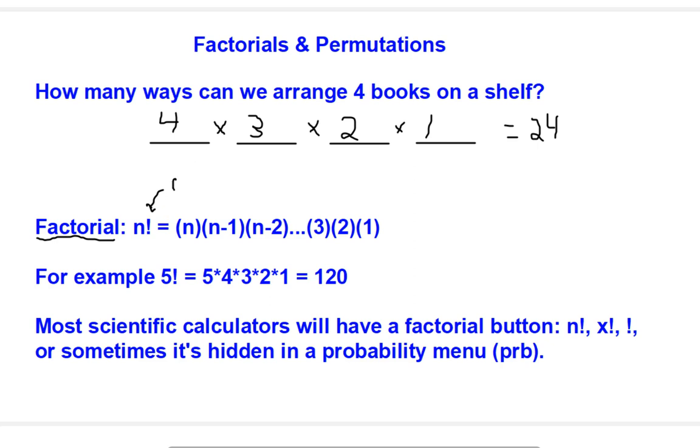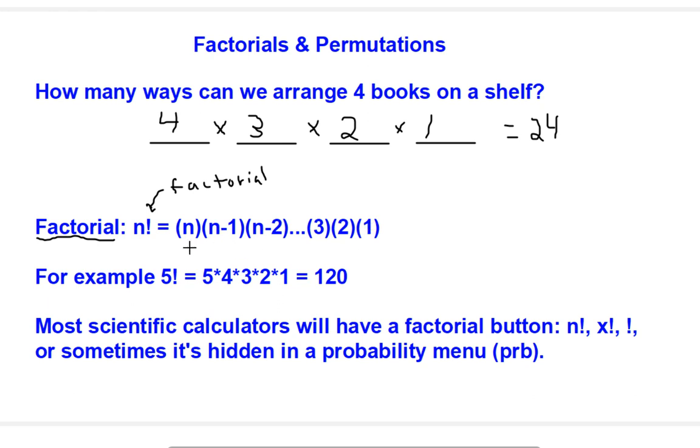So this is factorial. That's how we say that. So n factorial. It just means take the number n and multiply it by every integer less than n all the way down to 1. So we start with n and we multiply that by 1 less than n, 2 less than n, 3 less than n, 4 less than n, and so on until we get down to the number 1.